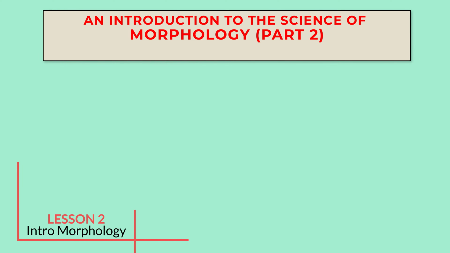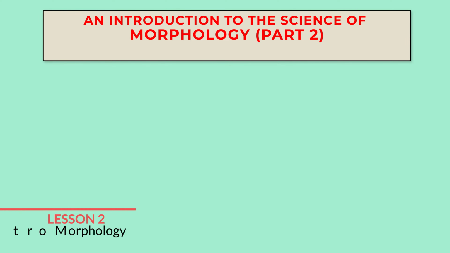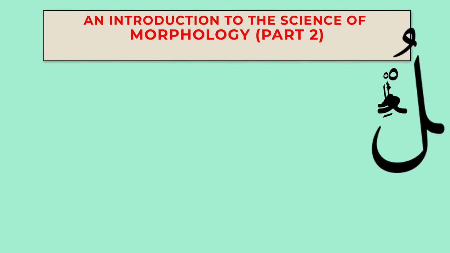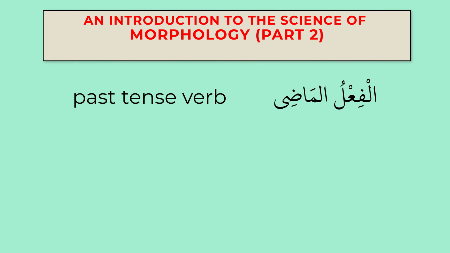Bismillahir Rahmanir Rahim. Okay, this is our second lesson on علم الصرف, the science of morphology. In this lesson, we'll be learning about الفعل الماضي, which is the past tense verb. Now, before we get into that, I just want to explain a few things.